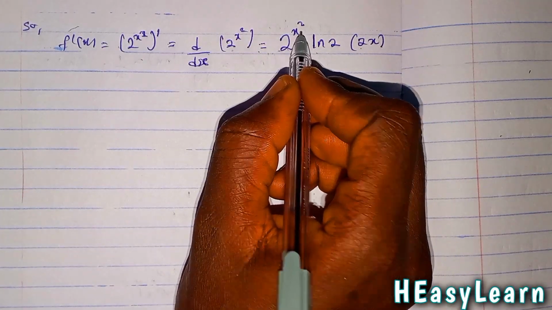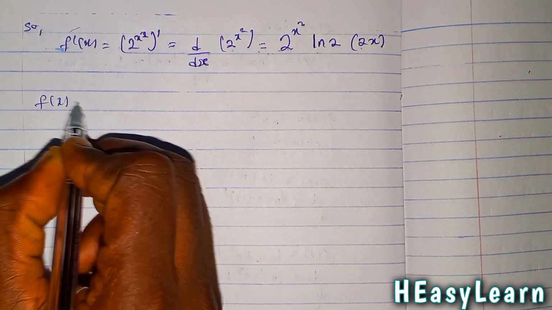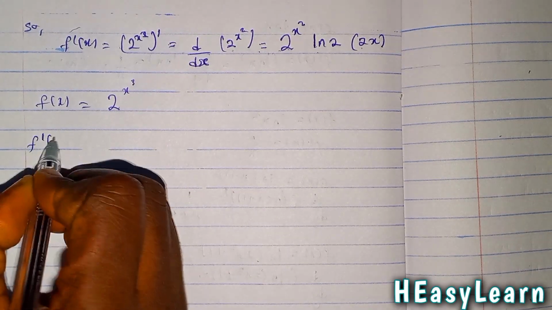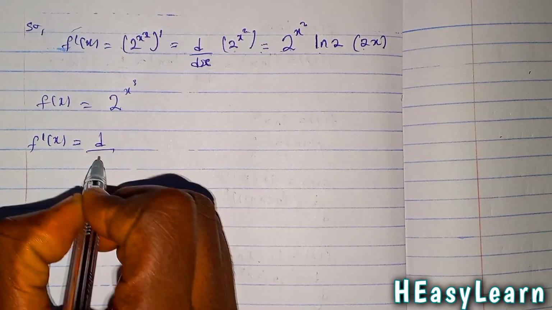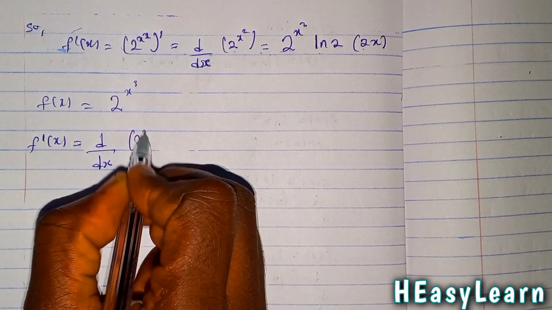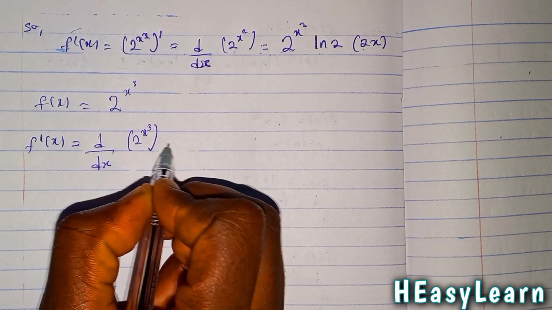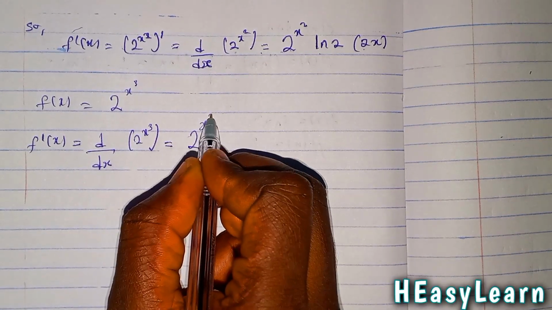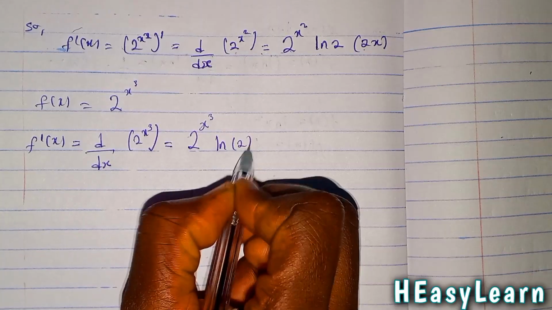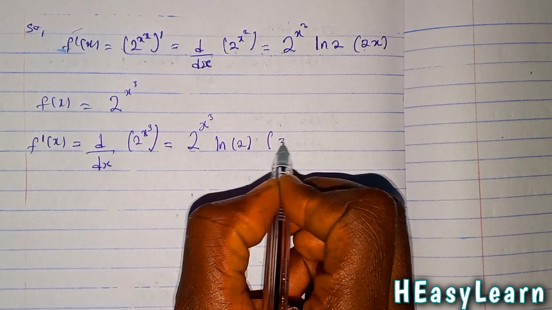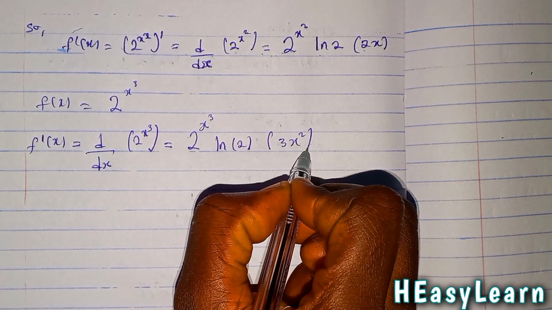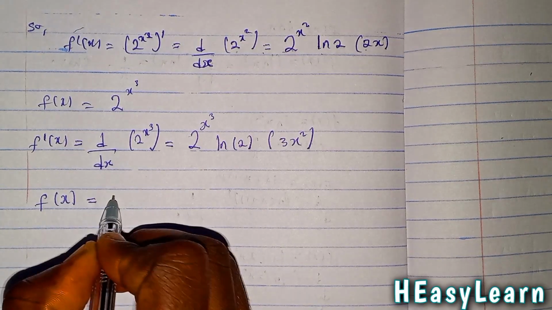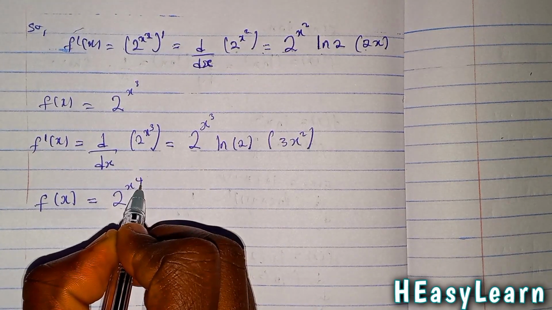Derivative of the power by first principle. What if the function is 2 to the power of x cubed? By first principle, what is going to be the derivative of this function using the idea of first principle? Keep the function 2 to the power of x cubed, ln of the base, multiplied by the derivative of the power.